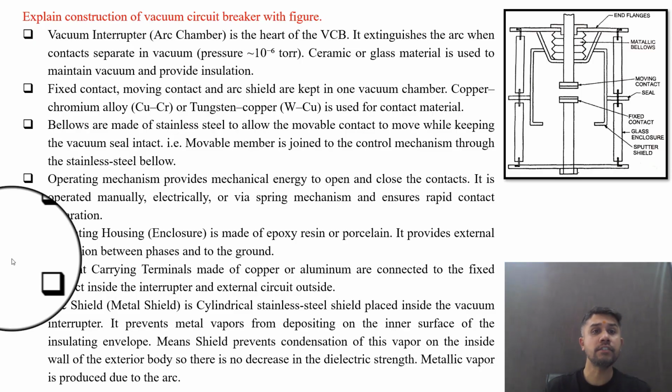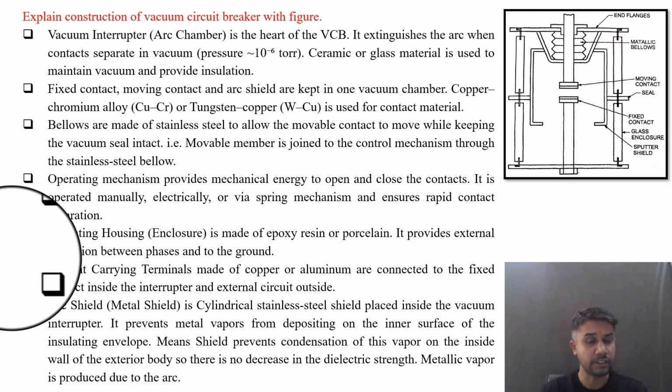Explain construction of vacuum circuit breaker with a proper figure. So, vacuum interrupter, that is arc chamber, is the heart of VCB. It extinguishes the arc when contacts separate in vacuum, that is at the pressure of 10 raised to minus 6 torr, in the range of 10 raised to minus 5 to 10 raised to minus 7 torr. Ceramic or glass material is used to maintain the vacuum and provide insulation in between. Fixed contact and moving contact and arc shield are kept in one vacuum chamber.